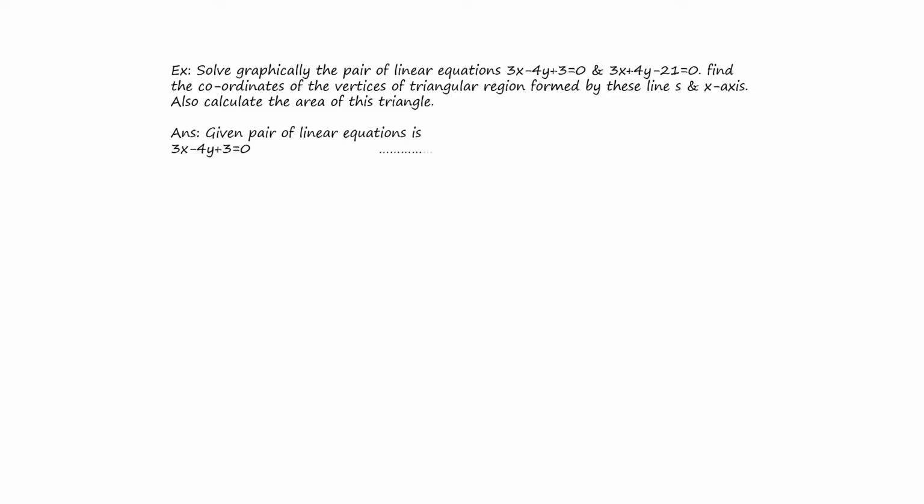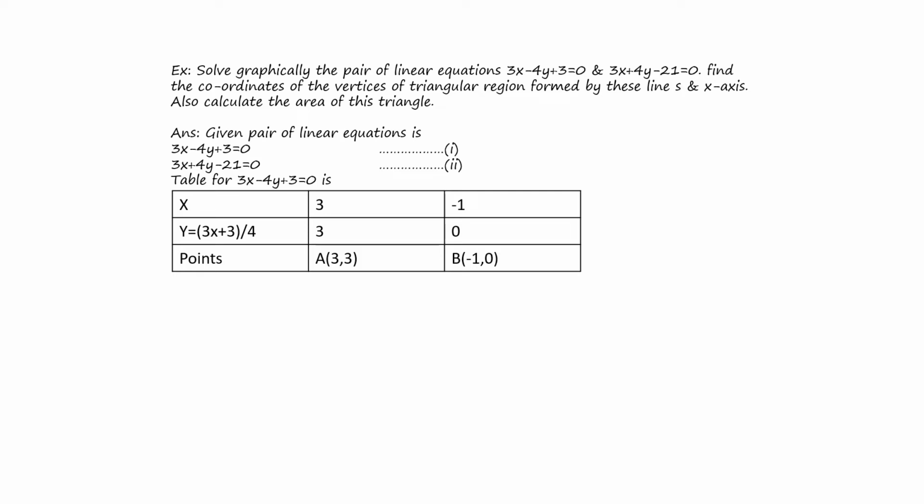So the given pair of linear equations are 3x minus 4y plus 3 equals 0. Let this be the first equation, and 3x plus 4y minus 21 equals 0. Let this be the second equation. Likewise, let's find out the values for each of the linear equations.